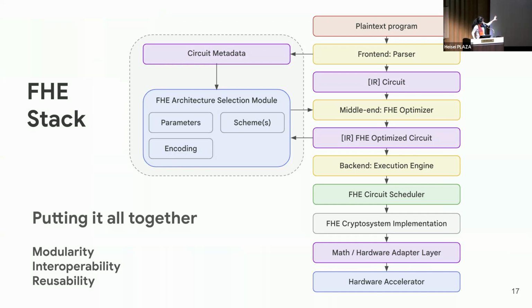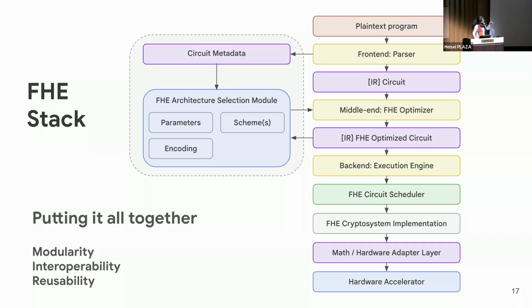On the top left is what we call the FHE architecture selection module, which selects your parameters, which selects the schemes for you, which does encoding. How do you encode your message into this ciphertext space? And on the right, think of this as a compiler toolchain. If you think of FHE as its own computing machine and ciphertexts as registers, then computation on these registers will incur some cost, and we need to find a way to optimize for performance while preserving privacy.